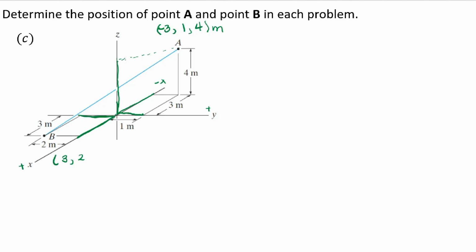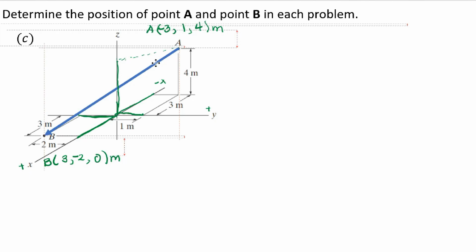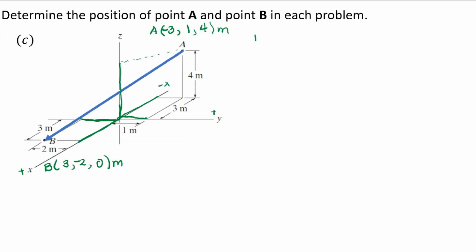And since that is on the left side of the origin, it means it's negative 2. And lastly, for z, this point has no distance going up or going down, so z is 0 meters. Since there is no magnitude for the force, we assume that this is a position vector. It starts from A and goes to B. So in this case, we will compute our position vector RAB.